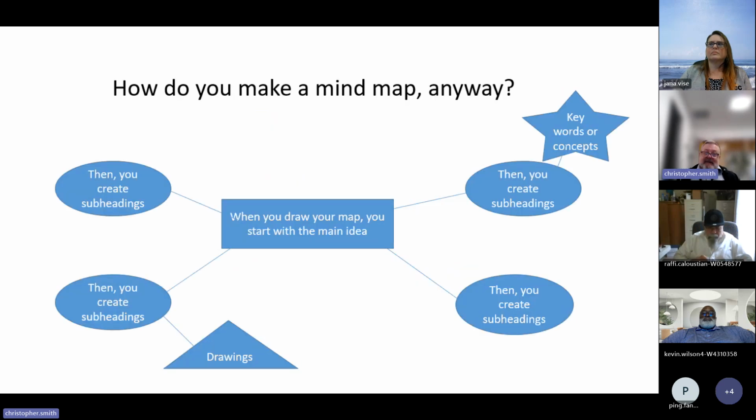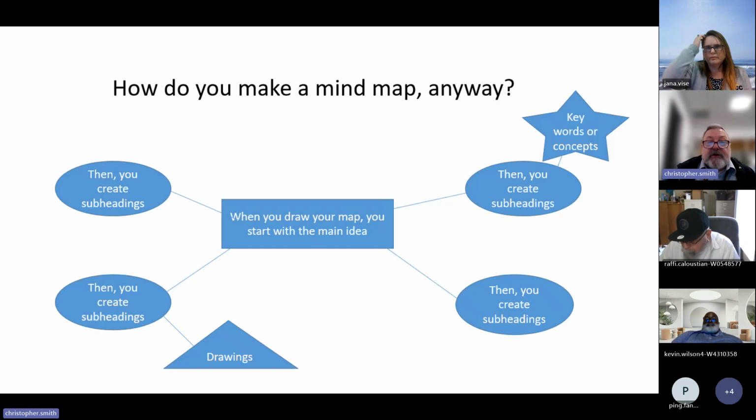Anyway, how do you draw them? What you do when you draw a mind map is you start with the main idea in the center of the page, and then you create subheadings of various kinds. And then off of the subheadings, you could branch with keywords or concepts that help to illustrate the subheading to you, or maybe a drawing that works well for you.